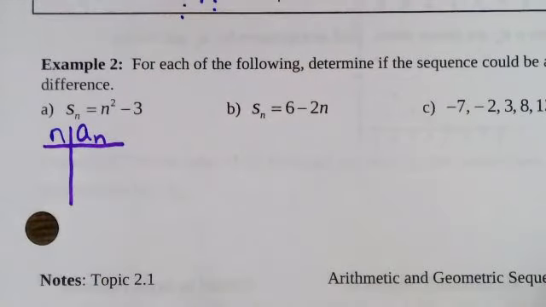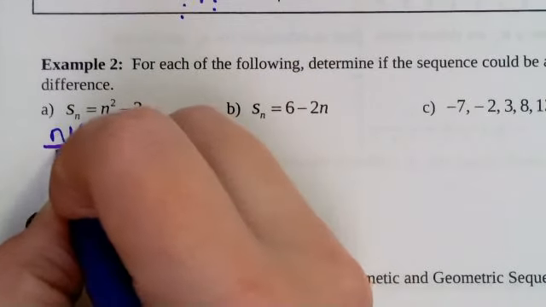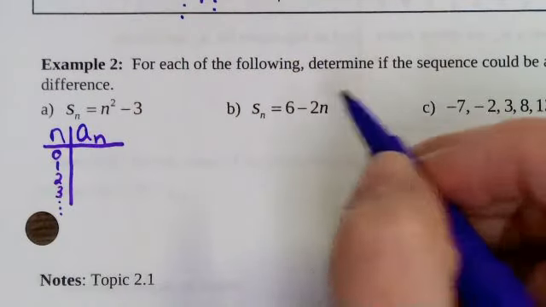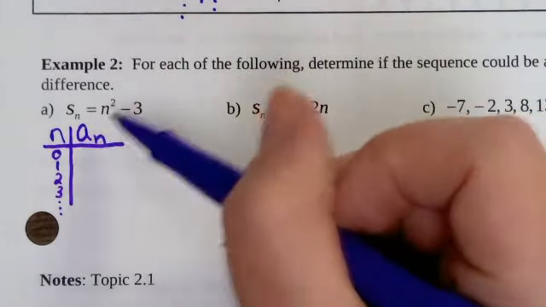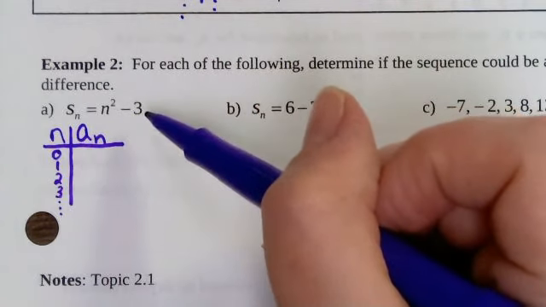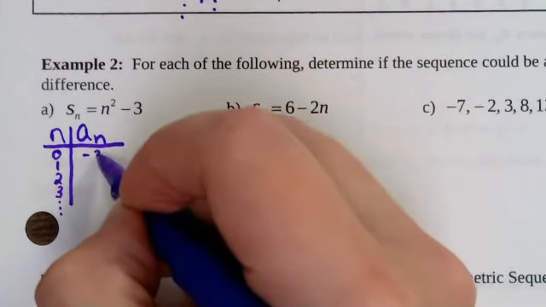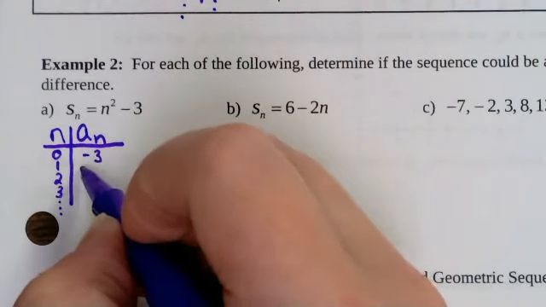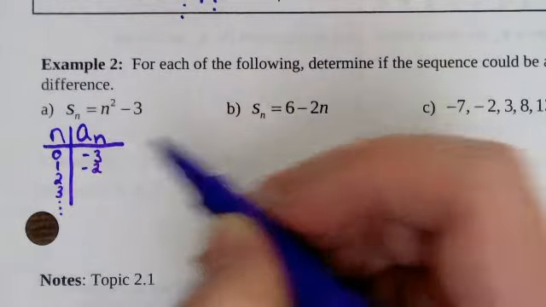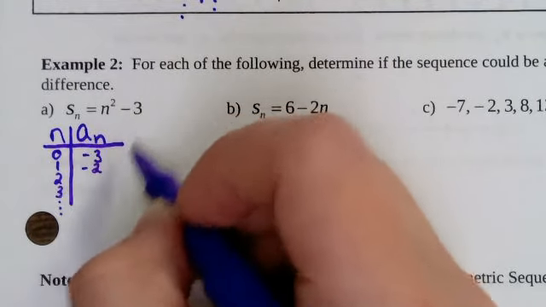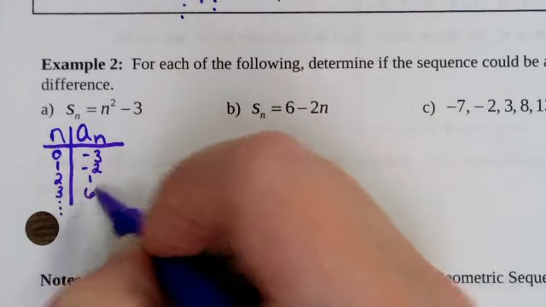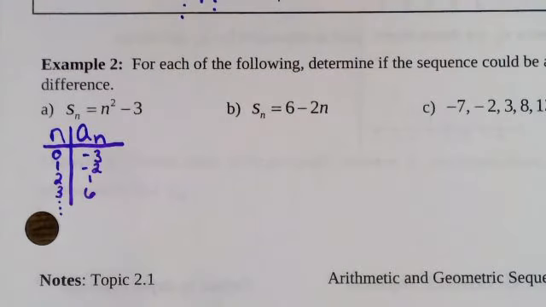So if we make ourselves a little table of values and we plug in 0, 1, 2, 3. Again, I could keep going, but I'm just going to do that many. If I plugged in a 0, 0 squared is 0, minus 3 is negative 3. If I plug in a 1, 1 squared is 1, minus 3 is negative 2. If I plug in a 2, 2 squared is 4 minus 3 is 1. And plug in a 3, 3 squared is 9 minus 3 is 6. So here's what I want you to see, all right?